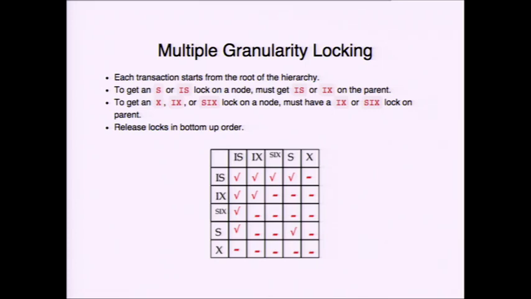These are intention locks: IX means intention for an exclusive lock, IS means intention for a shared lock. All that means is that you're saying, I'm going to actually get this kind of lock at a lower level in the database, at a finer granularity than the one we're currently at. So this is the lock compatibility table for multiple granularity locking.